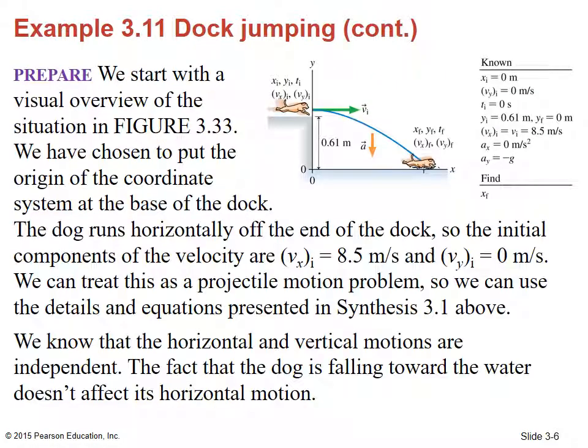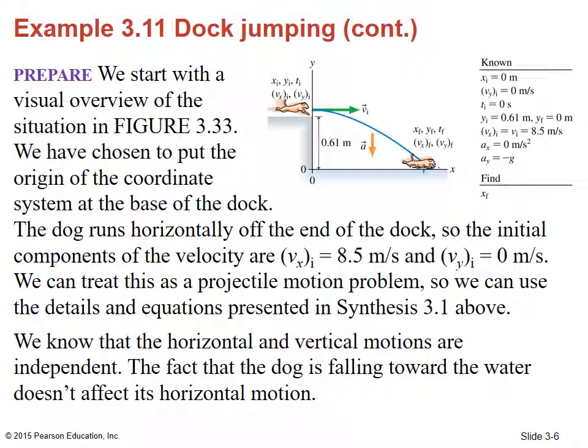We need to prepare. We start with a visual overview of the situation as shown in the figure. We have chosen to put the origin of the coordinate system at the base of the dock. The dog runs horizontally off the end of the dock, so the initial components of the velocity are v sub x i is 8.5 meters per second and v sub y i equals 0 meters per second.